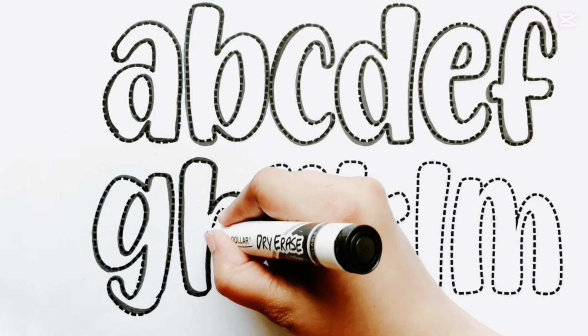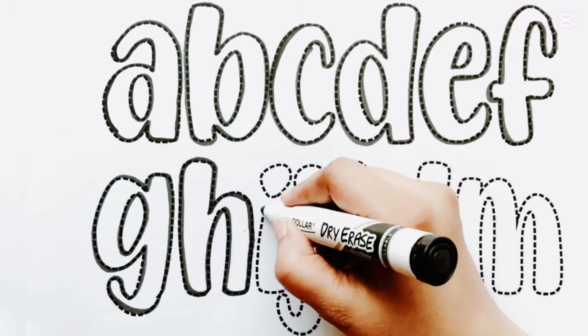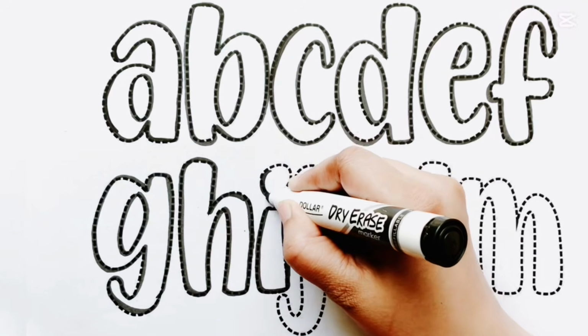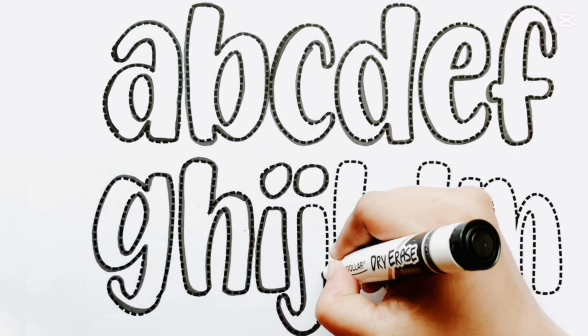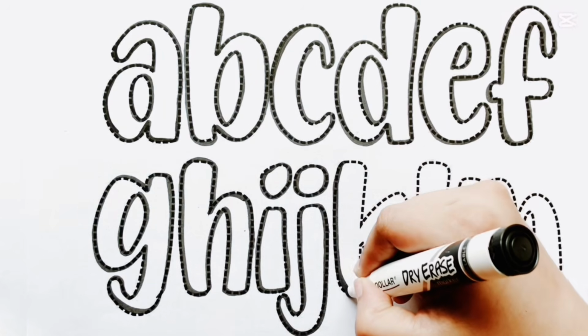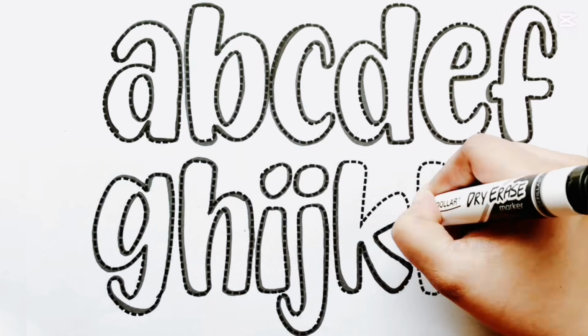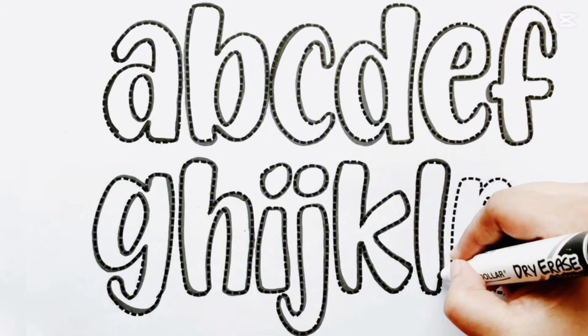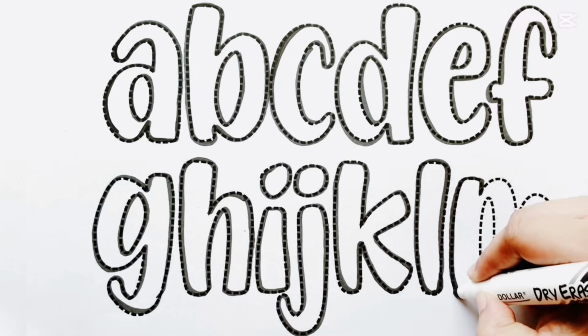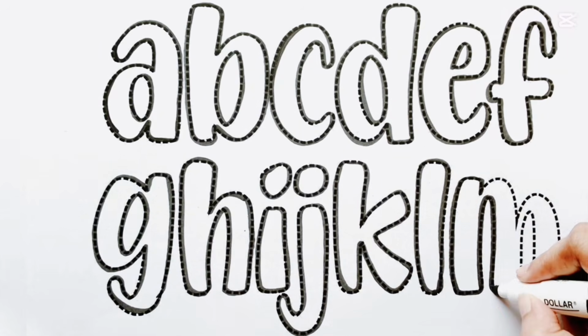H for hen. I for ink pot. J for joker. K for king. L for lamb. M for monkey.